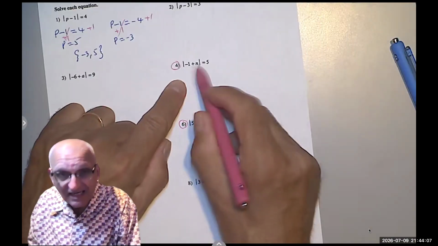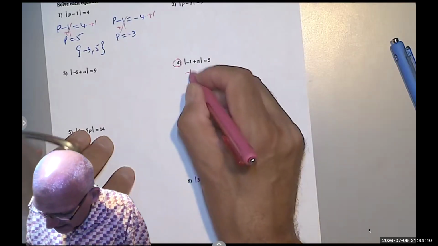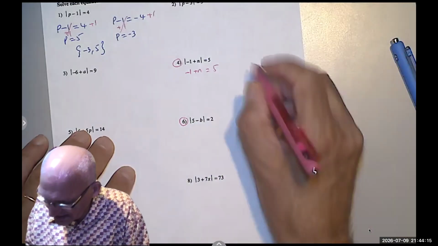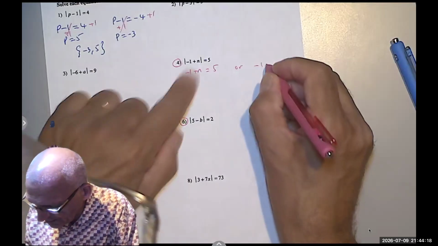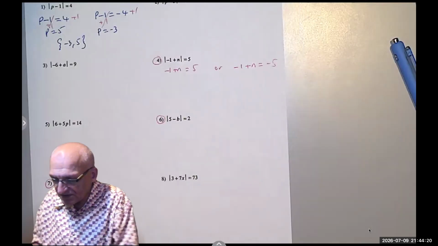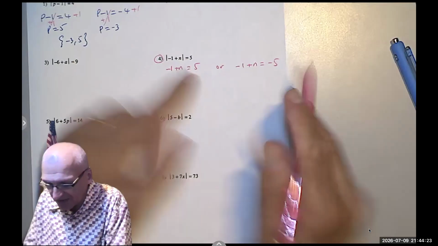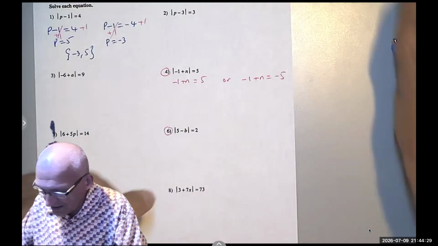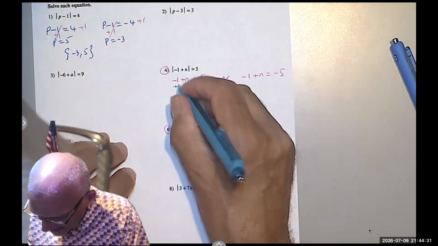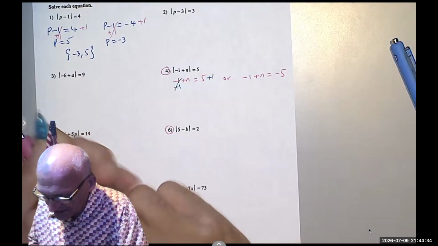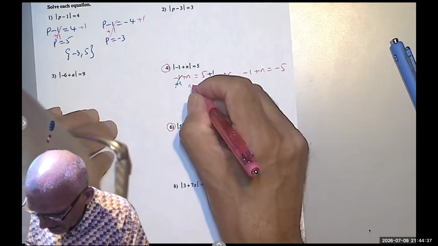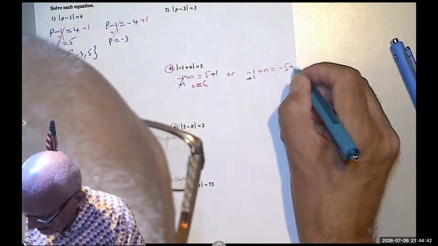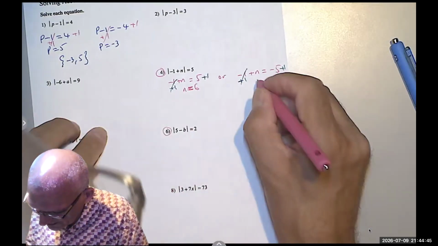Now, what's inside the absolute value stays the same, and the right-hand side stays the same, or negative 1 plus n equals negative 5. Because in both cases, whether it's 5 or negative 5, when I take the absolute value, I will get 5. Now, I'm going to say, again, add 1 to both sides, and you get n equals 6. Add 1 to both sides, and get n equals -4.